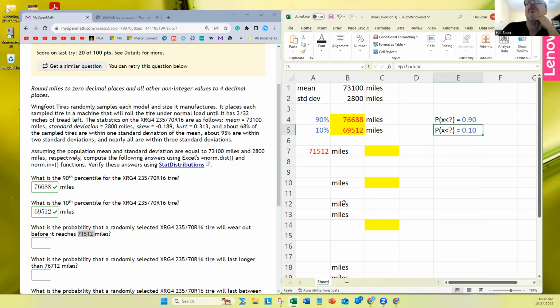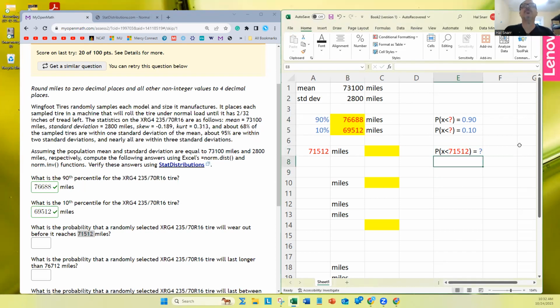Okay, now we need to know what the question is here. We want to answer the question: what is the probability that a randomly selected tire will wear out, will last fewer than 71,512 miles? So I'm going to copy this. I'm going to change the question mark to the blue. I want to know the question mark here, and then red is part of the question, right? In this case, 71,512.